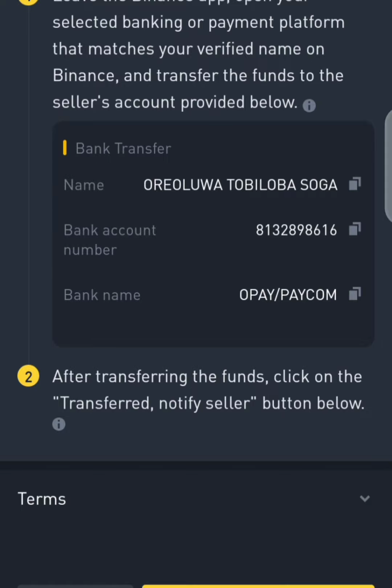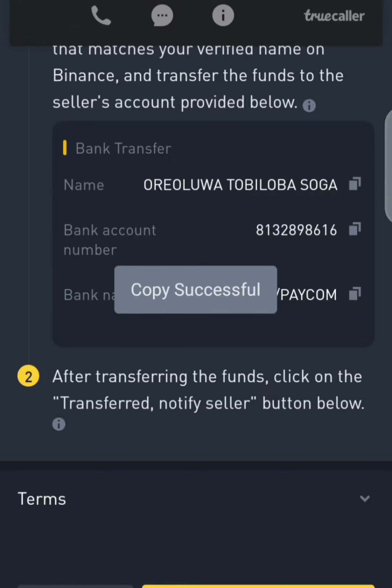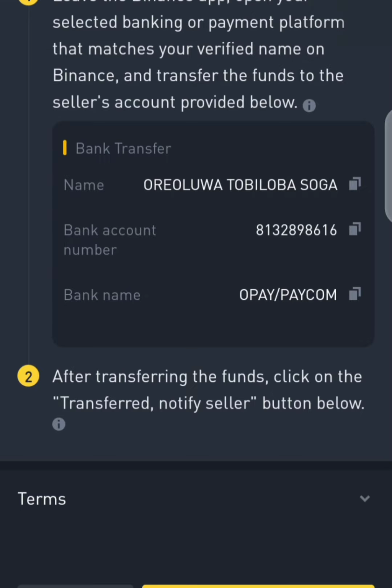Now in making payment, this is the account number. You copy the account number. Once you copy it, then you will now go to your bank, either your mobile app, your transfer. Then you make the transfer to Toby. Once you send the money to Toby, then Toby will now confirm the transaction and release your USDT for you. So before you do that, take note of the following things I want to say.